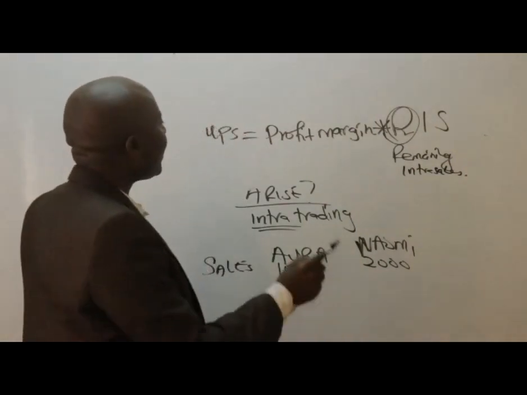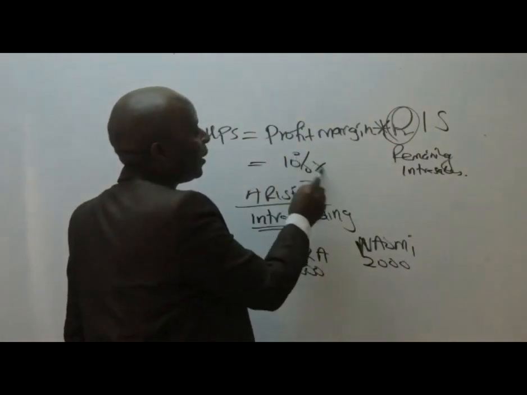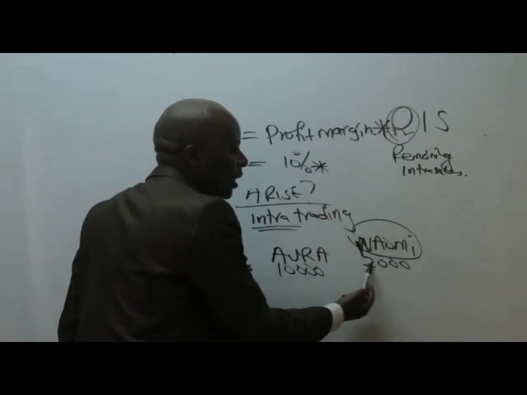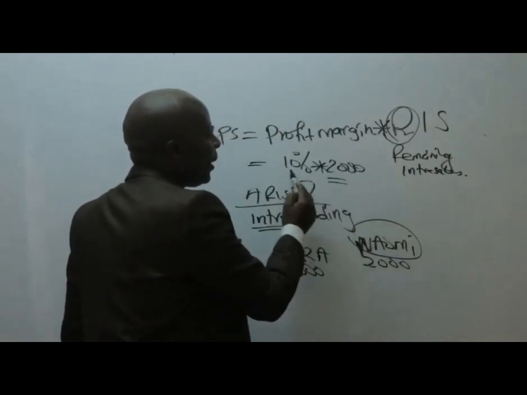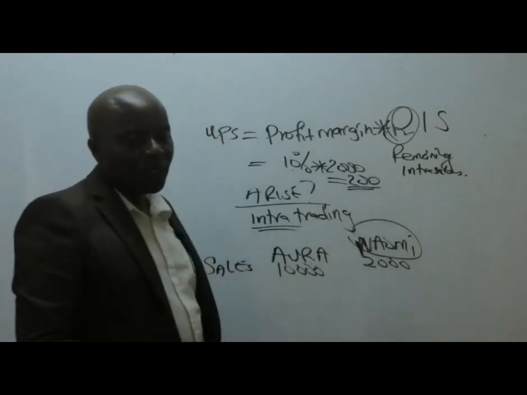So in my case here, assuming that my profit margin is 10%, and the remaining intra sales, internal sales, is 2,000, then, ladies and gentlemen, my UPS will be 10% times 2,000, which is 200.